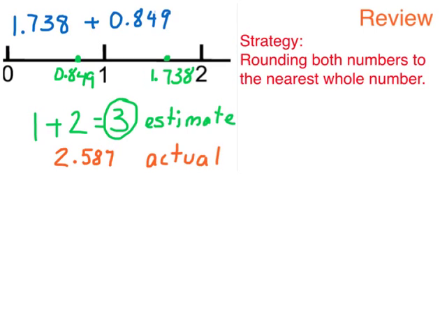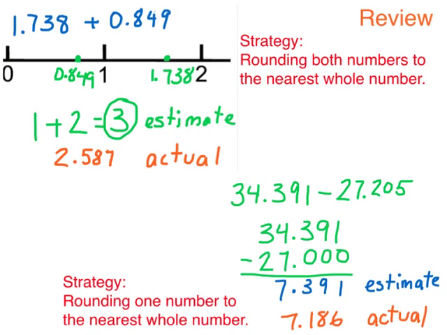In the second example, we rounded only one number to the nearest whole number, and I suggest if you are subtracting that you keep the first number the same and round the second number to the nearest whole number, and that makes doing the subtraction a lot easier. In this case, really, this problem became 34 minus 27, and the numbers after the decimal stayed the same as the first number. So most of us could do 34 minus 27 in our head, 7, and then we just wrote down the numbers after the decimal point.